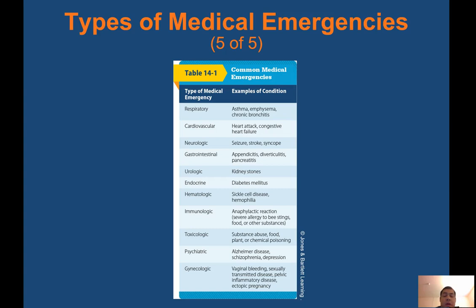So in this little table on your common medical emergencies, respiratory, you have asthma, emphysema, chronic bronchitis, cardiovascular, heart attack, CHF, neurologic, seizure, stroke, syncope, gastrointestinal, urologic, endocrine, hematologic, and so on. So that's a good table to look at.